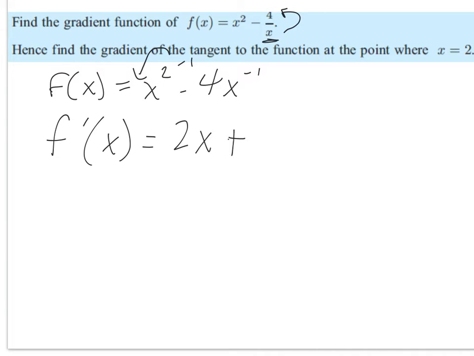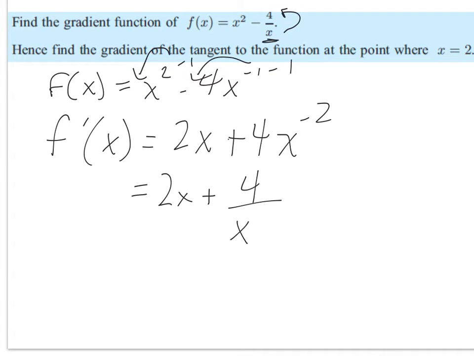plus 4, again, because negative 1 times negative 4 becomes plus 4, and then we subtract 1 here, so we get x to the negative 2. So we get 2x plus 4x to the negative 2. We rewrite that, getting rid of our negative exponents, and we get 4 over x squared. So that's our derivative.